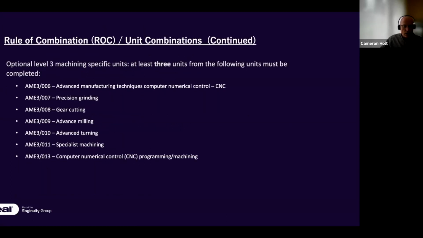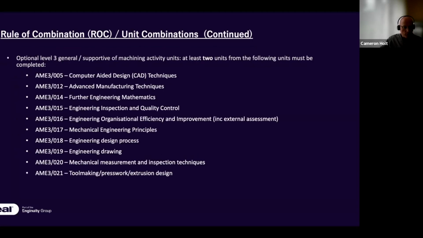Then we've got the machining specific units, grouped together because they're all machining units. So unit for CNC, you've got grinding, gear cutting as an option, advanced milling, advanced turning, specialist machining, and then another CNC unit. And you're looking for at least 3 units to be selected from that group. Next slide, please, Rob.